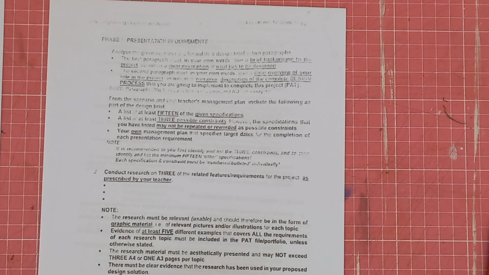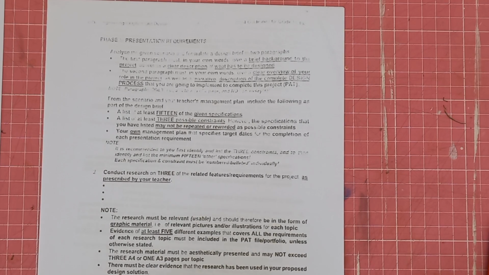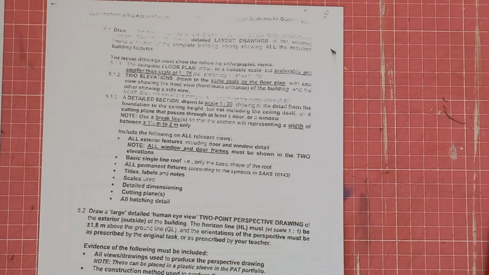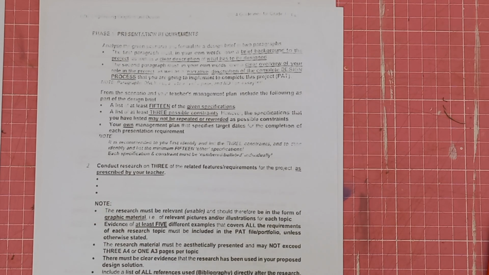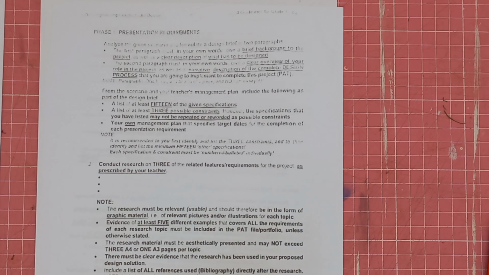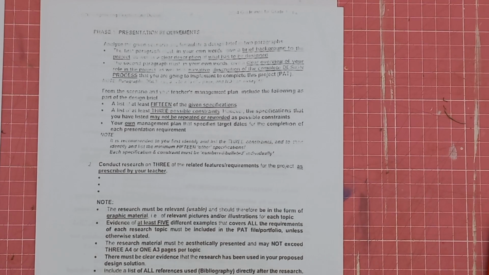Okay, so we've got phase 1 here. Again, the printing is pretty terrible, my apologies, but I should be able to still work with this. You should be able to as well because I'll read it out for you guys. Okay, so we're going to start with phase 1 today because we've just had a brief overlook of what is required. So it says analyze the given scenario and then formulate a design brief in 2 paragraphs.